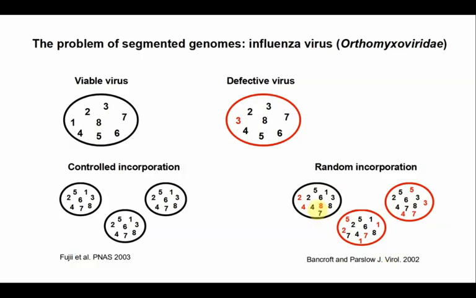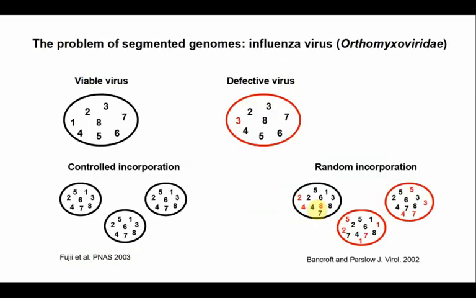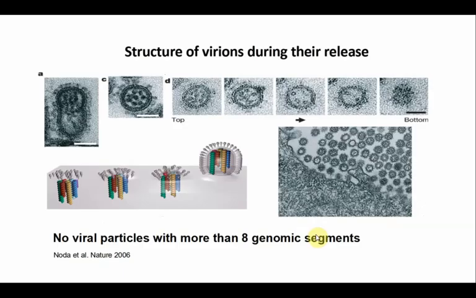One of the types of experiment that really ended this debate was looking very closely at the virus particles. So is it true that we have 8 segments per particle, or do we have 10 or 11? So let's have a look very closely with cryo-electron microscopy. So this was a paper published almost 20 years ago, and they looked at influenza virus particles just as they're being released from an infected cell.